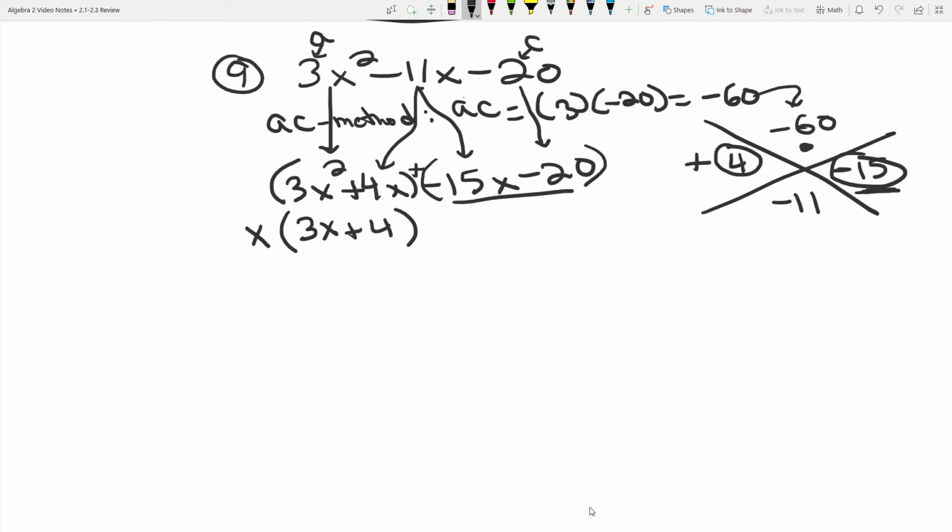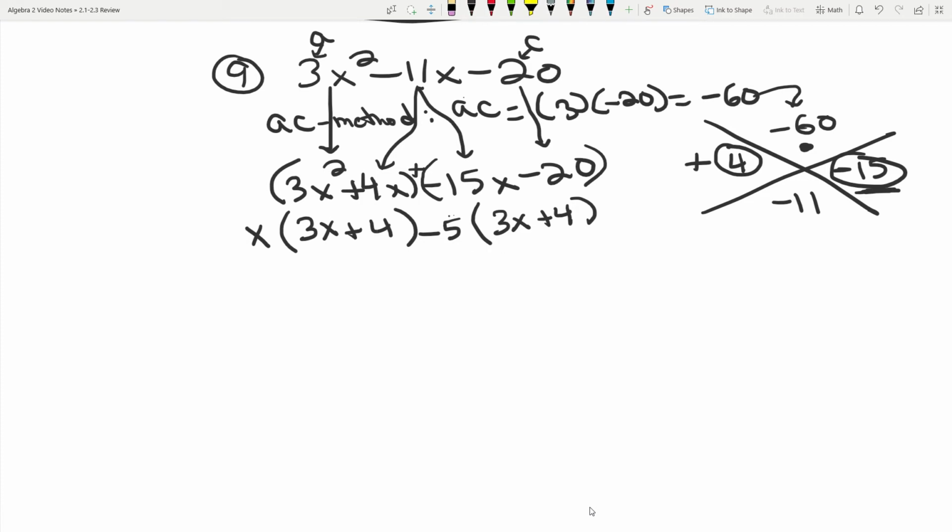Now what can I pull out of the second group? Well, I can pull out a negative for sure. And I can also pull out a 5 because 5 goes into 15 and 5 goes into 20. So I'm going to pull out a negative 5. In parentheses, 5 goes into 15 3 times with an x left over. And then negative 5 goes into negative 20 positive 4 times. If you struggle with this part, distribute it and see if you get the original. Negative 5 times 3 is negative 15. Negative 5 times 4 is negative 20. So that gets back to our original.